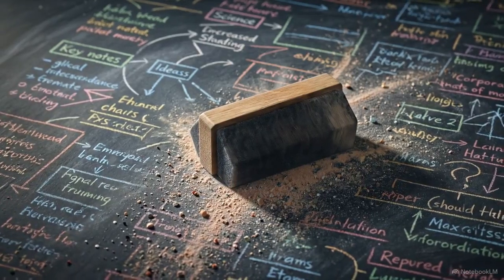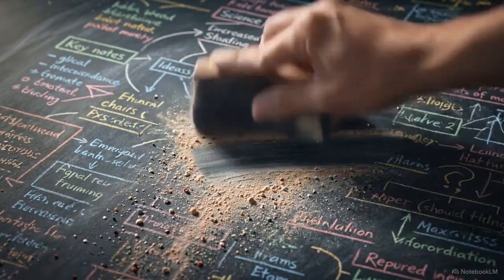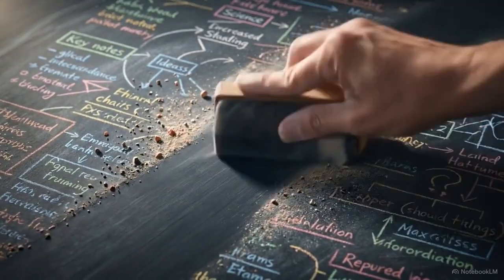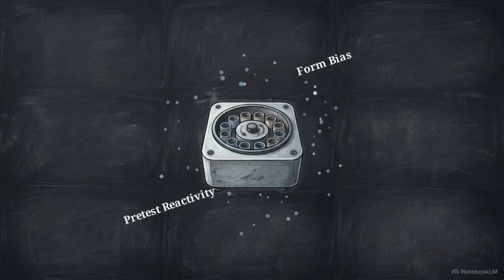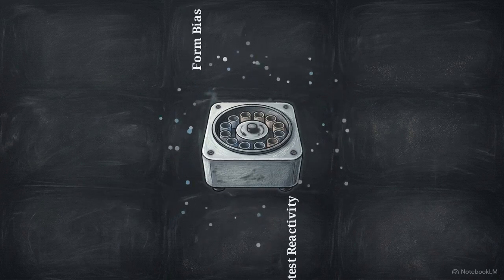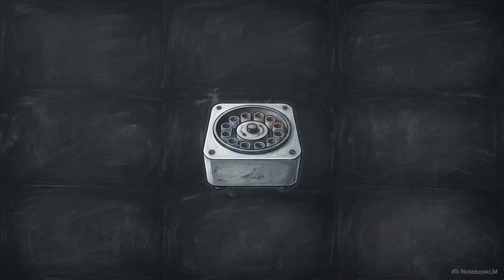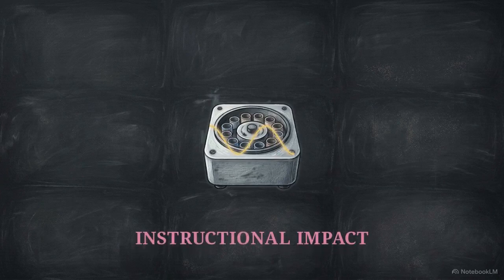Because identical forms are compared against themselves, differential test difficulty is completely erased from the equation. The split and switch protocol acts as a statistical centrifuge. It spins out form bias and reactivity, leaving behind the pure, isolated signal of instructional impact.